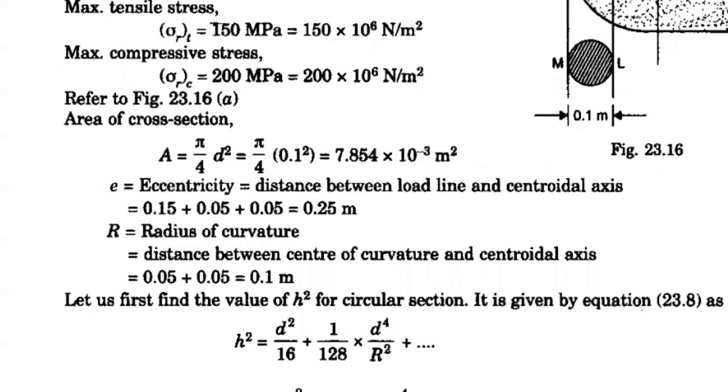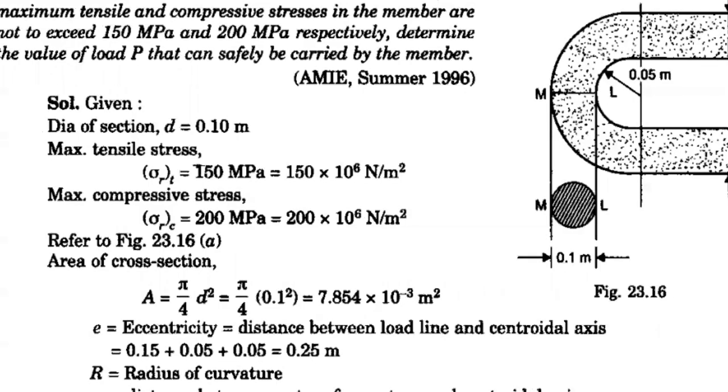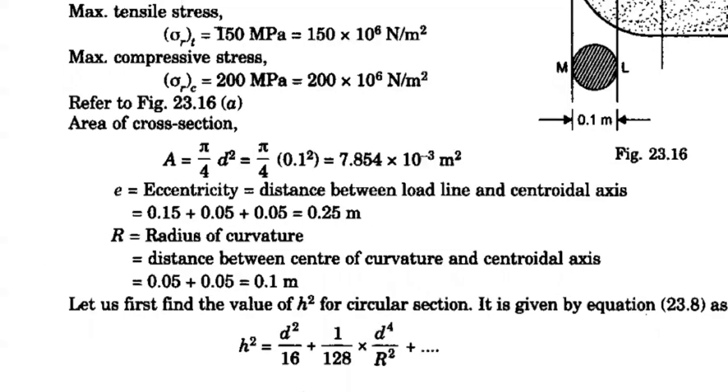So you have the distance from the center of the circle; the diameter is 0.1 m, so the distance is 0.05 m. Now from the centroid, what is the distance here? 0.05 m. So 0.05 m plus 0.05 m, total 0.1 m. So the radius of curvature, right? Identification of the radius of curvature is another important thing, which is observed in the derivation for the centroidal circular section.